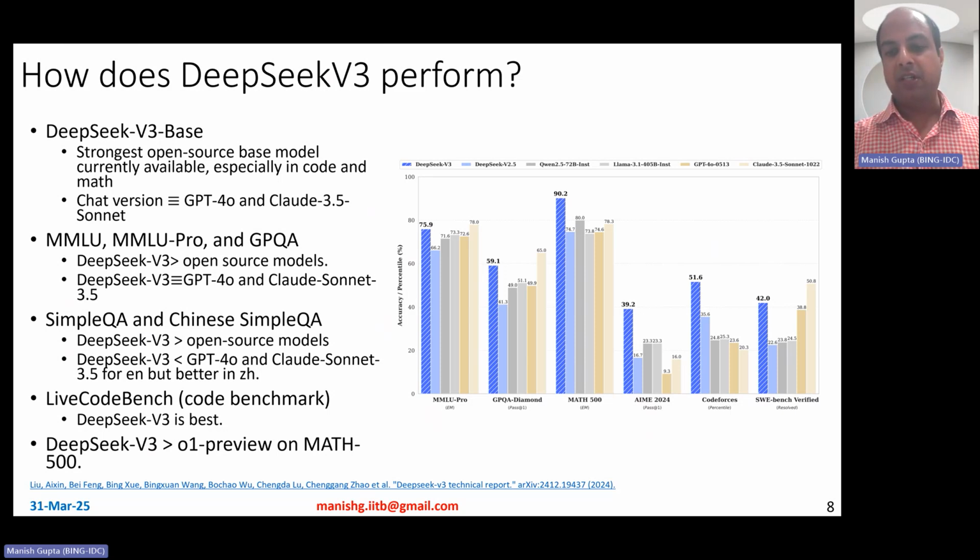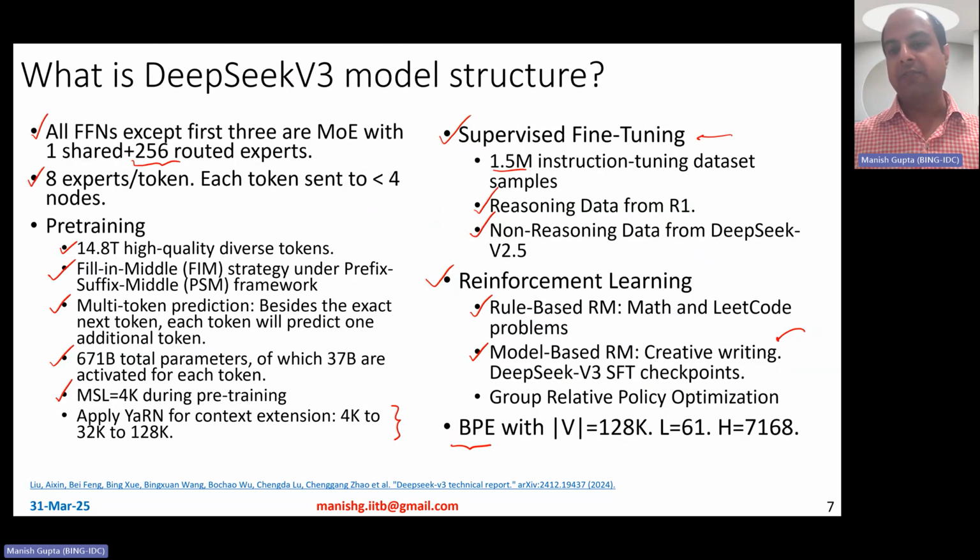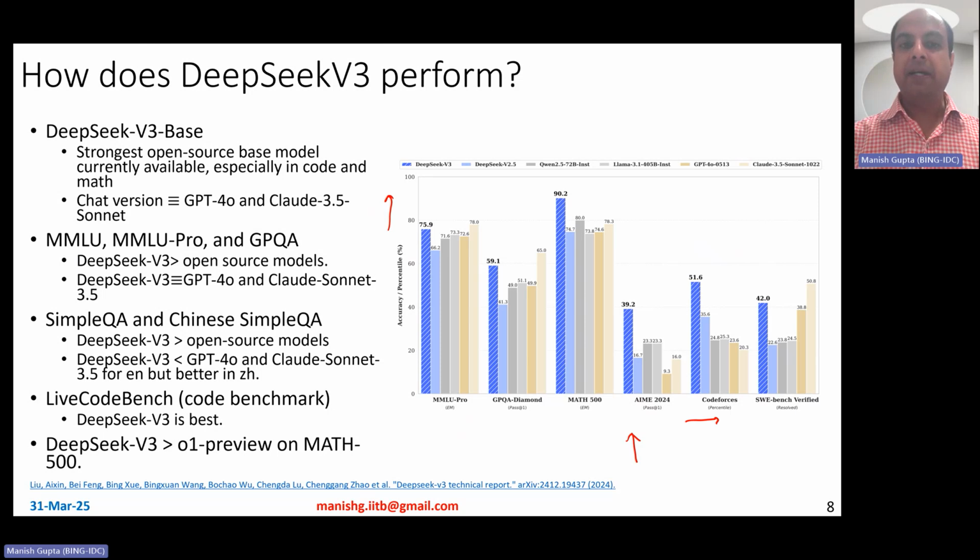As you can see, this chart shows accuracy on the y-axis. Of course, on the x-axis, you see several different benchmarks: MMLU, GPQA, math, AIME, software engineering benchmarks, Codeforces, and SWE-bench Verified. So this DeepSeek V3 base is currently the strongest open source base model, especially in code and math. The chat version of this DeepSeek V3 model, which is obtained after SFT and reinforcement learning, is comparable in performance if you compare it with GPT-4o and Claude 3.5 Sonnet.